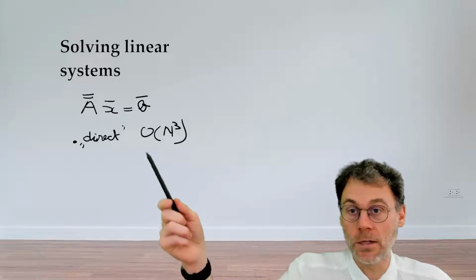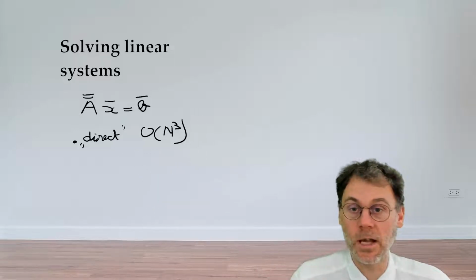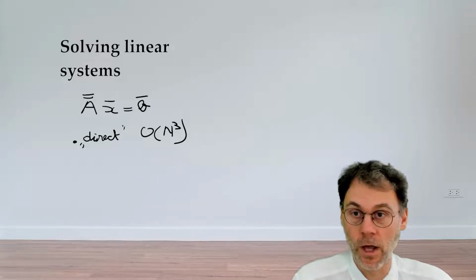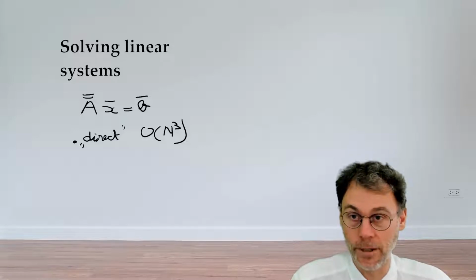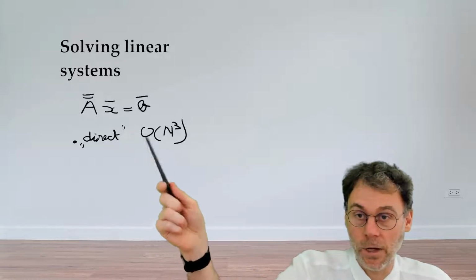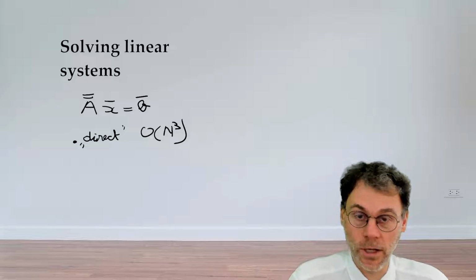So if you have twice as many grid points, then this thing becomes 8 times as difficult to solve. So that doesn't scale very, very favorably. However, this is the direct brute force approach, I would say.